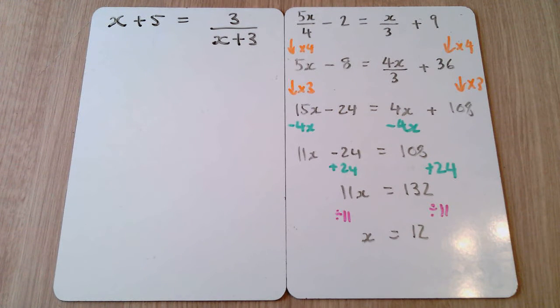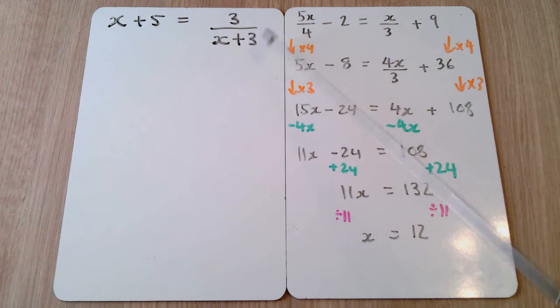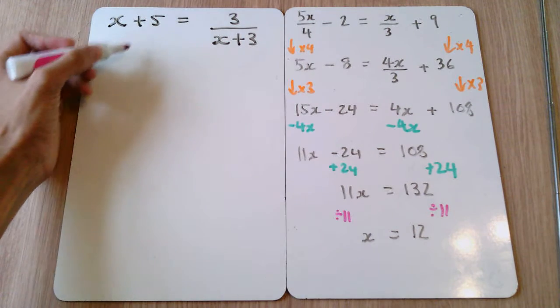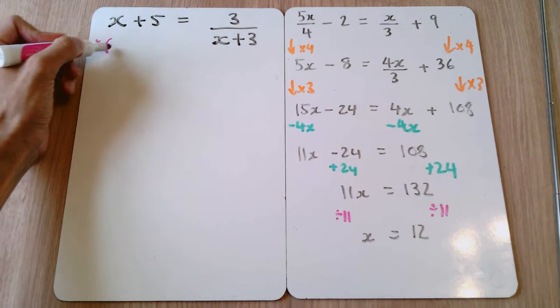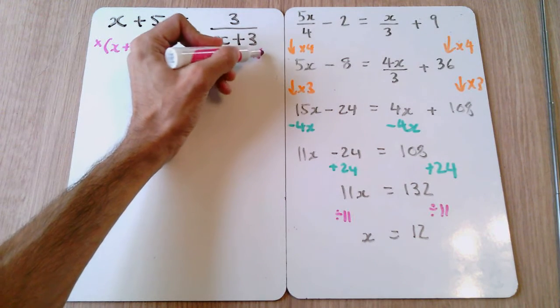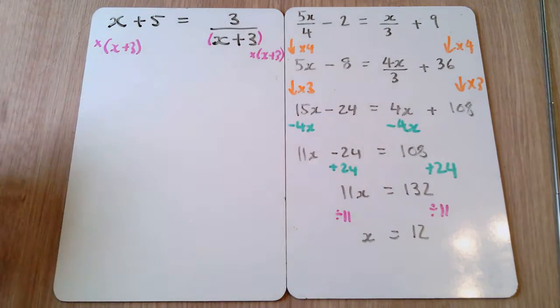So if we look at the question on the left-hand side now, I have x plus 5 is equal to 3 over x plus 3. Now we've said the first step is to multiply both sides of the equation by the denominator. So the denominator in this case is x plus 3. So if I multiply both sides by x plus 3, I'm going to put that x plus 3 in a bracket, and the same thing over here times by x plus 3, because actually this denominator is inside a bracket as well.